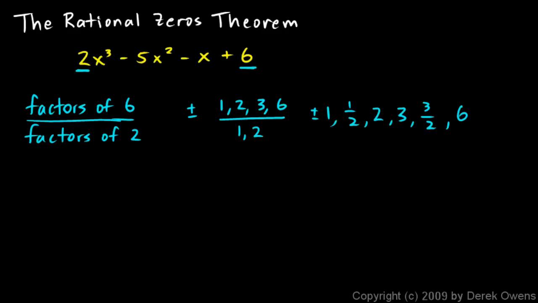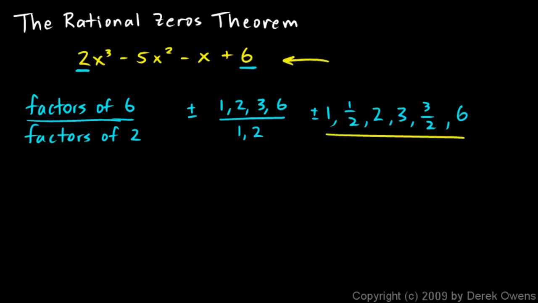And what I've done here is not really a standard notation, but I think my meaning is clear. I mean all the possible numbers that can be made by doing this, taking factors of the constant term divided by factors of the lead coefficient. The rational zeros theorem says that this is a good place to look for zeros of this polynomial.